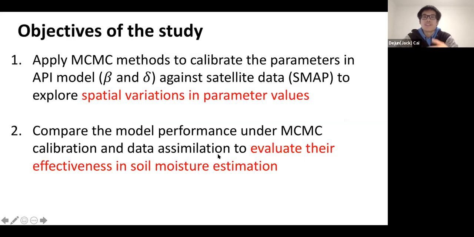So therefore, based on previous background information, our study has the following two objectives. Firstly, we will apply the MCMC method to calibrate the parameters in the API model against the satellite data to explore the spatial variation in the parameter values. Secondly, we will compare the model performance under MCMC calibration and the data assimilation to evaluate their effectiveness in the soil moisture estimation.